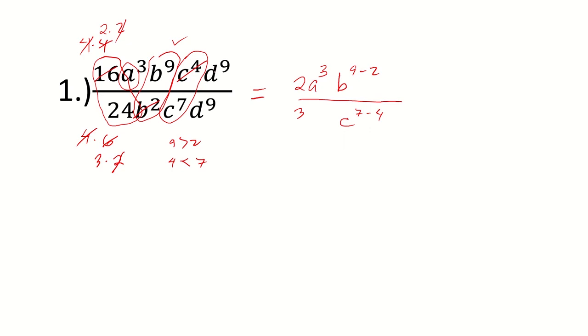And then, finally, D to the power of 9 divided by D to the power of 9, magkapareho yung exponents nila. So, case 3. So, magiging 1. Or in other words, makakancel out lahat. So, simplify na natin. That's 2a cubed. 9 minus 2 is 7. Then, 7 minus 4 is 3. So, 3c cubed.